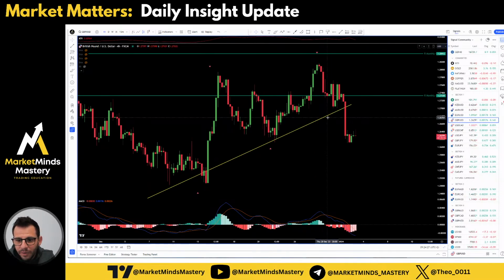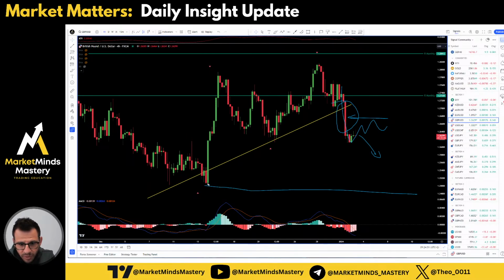Pound US dollar, a nice well-defined bearish candle on the 4-hour chart yesterday, printed on the pound US dollar. Price might play around, and we likely see more continuation to the downside. If you are trading short, the target becomes this recent low here.